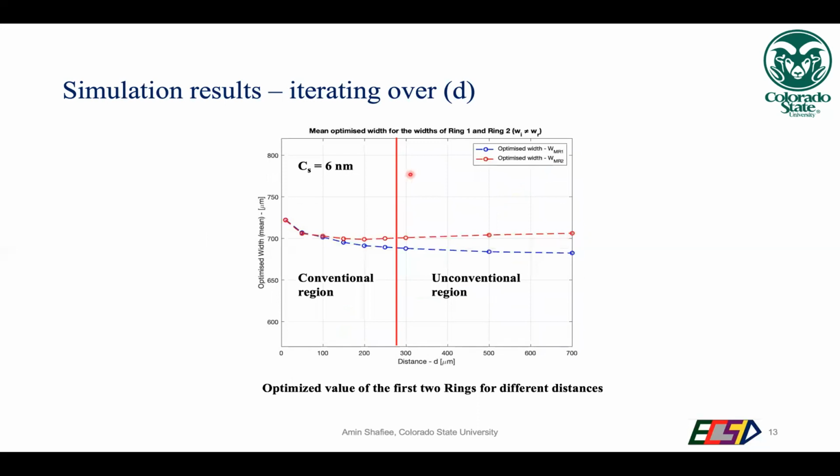Then turning to the mean value of the optimized width for the selected die for ring 1 and ring 2, we can see that when the distance between the rings is kept low, the widths of the rings are almost the same. But when we increase the distance between the rings, we can see that the width of ring 1 and the width of ring 2, as reported by the optimizer, are different from each other. The simulated results here are for the case of channel spacing equal to 6 nanometer.